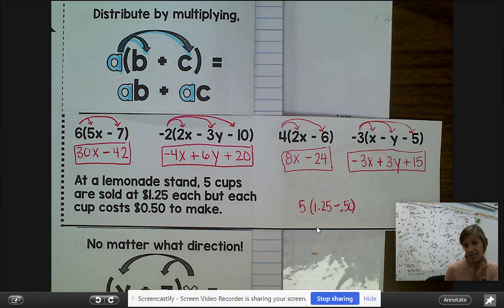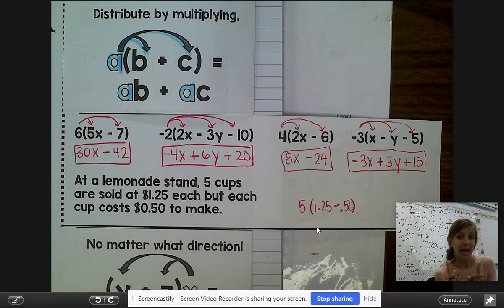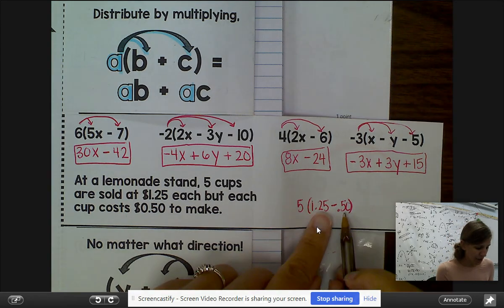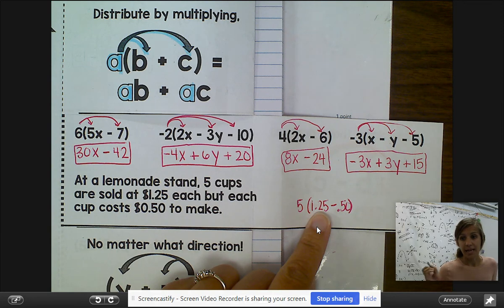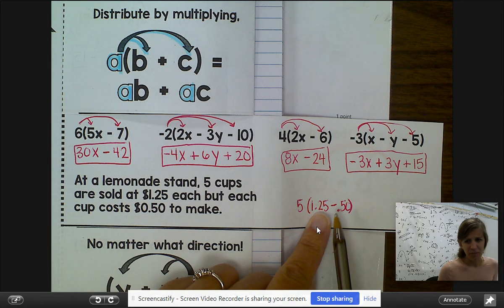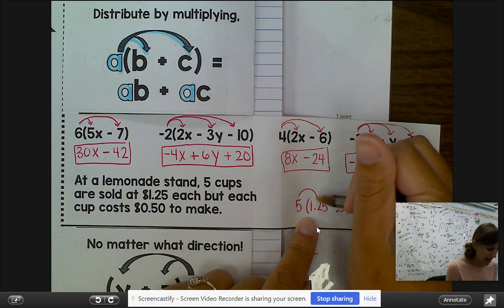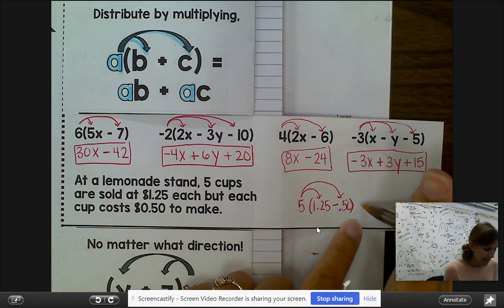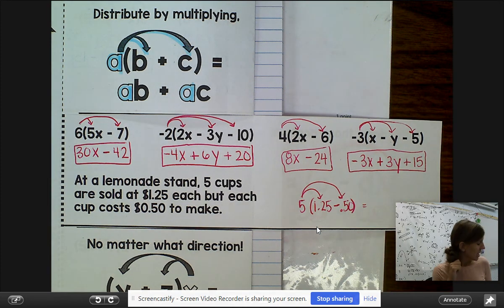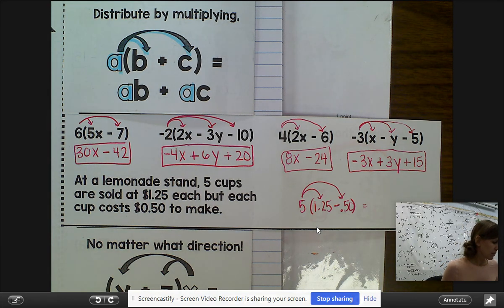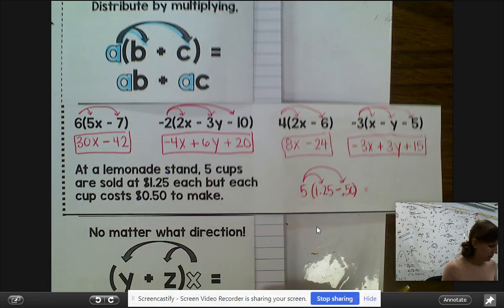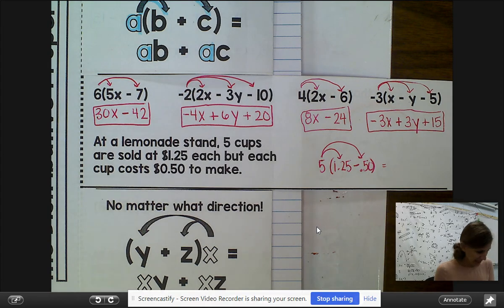Now, here's a really good example of where I could do this problem one of 2 ways, because they are like terms inside here. Technically, I could do $1.25 minus 50 cents first to get 75 cents, and then multiply by the 5, and that would actually probably be faster here, but you can also times the 5 to each of these and then subtract afterwards. I usually don't recommend that though, so I'm not gonna do it. Those decimals.